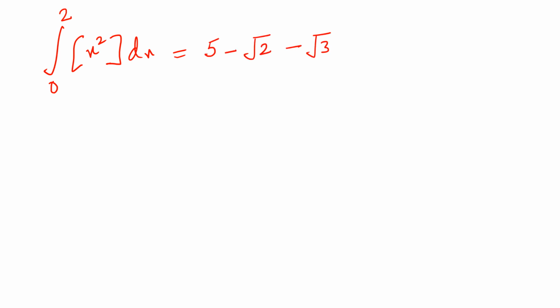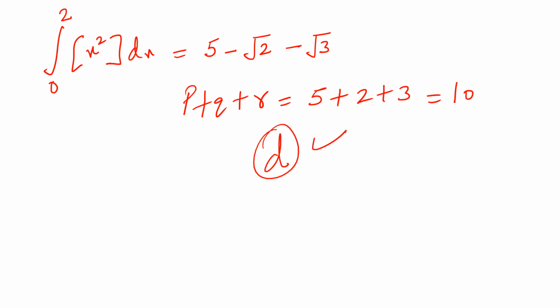Now students, integral 0 to 2 GIF of x square dx becomes equal to 5 minus square root of 2 minus square root of 3. Now clearly the values of p, q and r are 5, 2 and 3 respectively, because the GCD of 5, 2 and 3 is 1. So that means p plus q plus r becomes equal to 5 plus 2 plus 3, and this is equal to 10. So that means option D is the correct one.